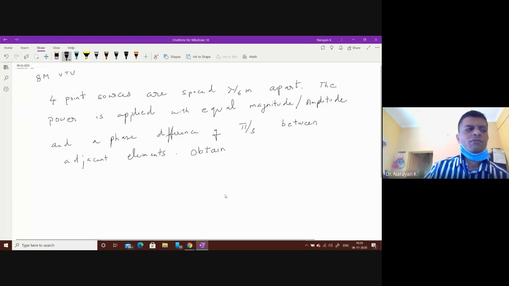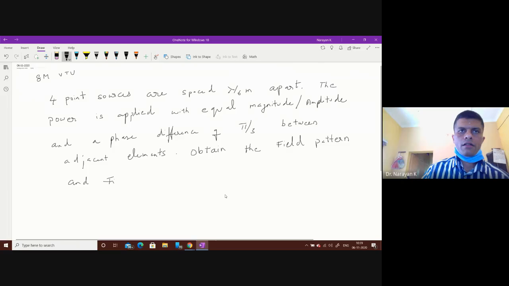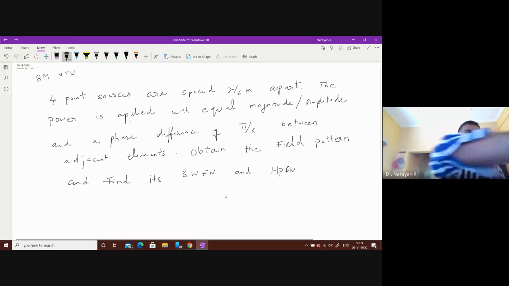Obtain the field pattern and find its beam width between first nulls, BWFN, and half power beam width. Okay, please all of you read the question once, understand before starting the problem.